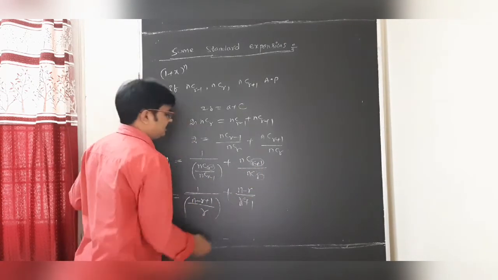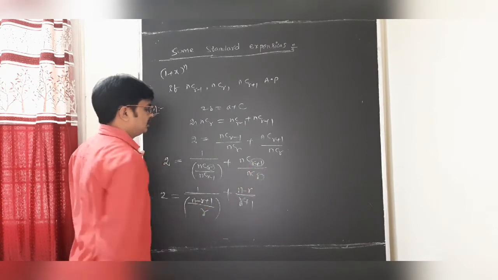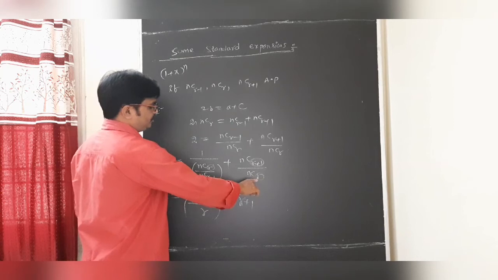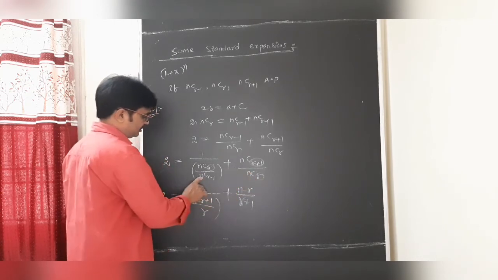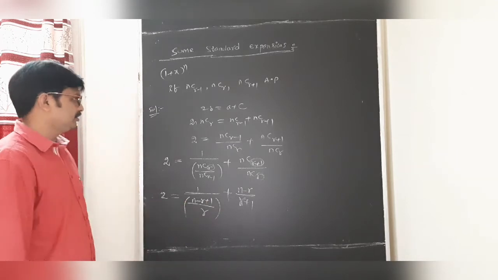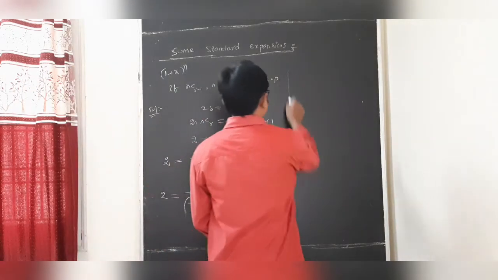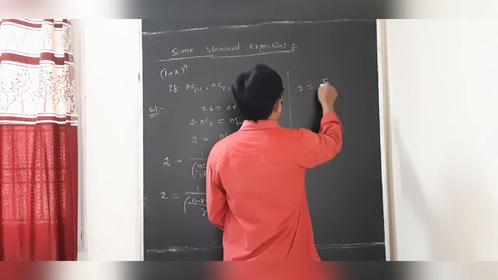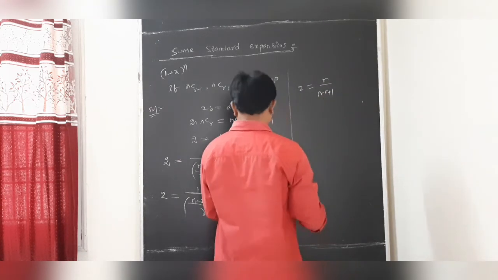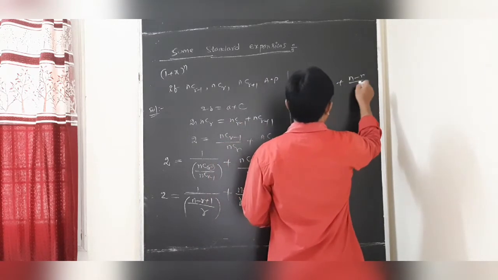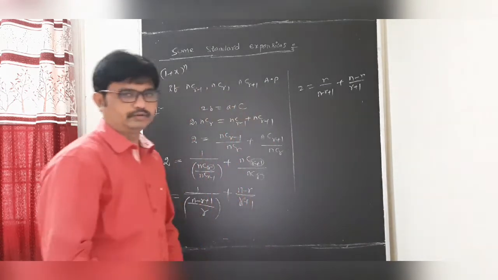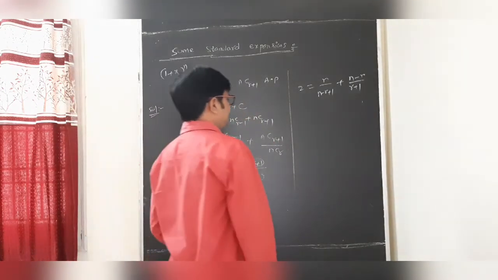So r plus 1 is in the denominator, and n minus r you can write in the numerator. The difference you can write in the numerator. Here the difference is n minus r plus 1. So students, this can be sent to the numerator. What is there? So that 2 equals r upon (n minus r plus 1). This is n minus r upon r plus 1. Okay students, now how to do the simplification?